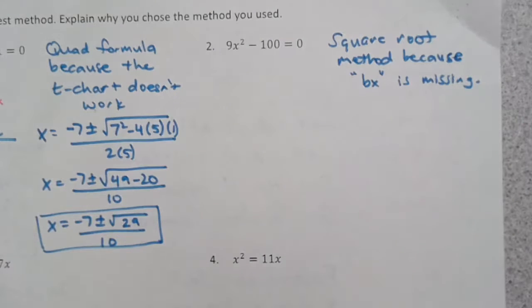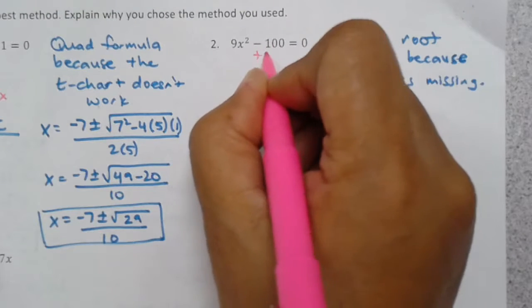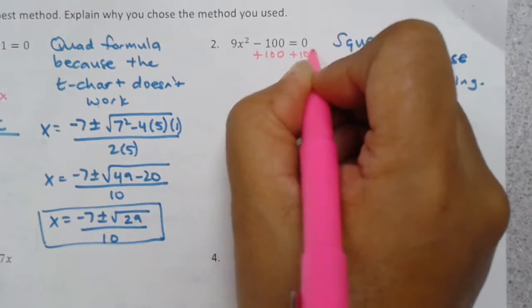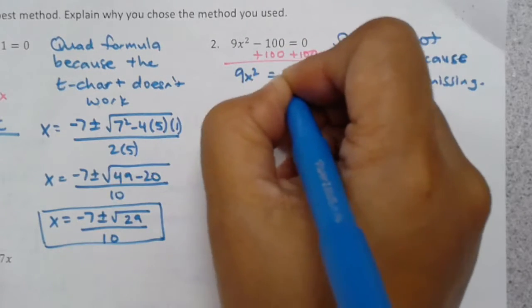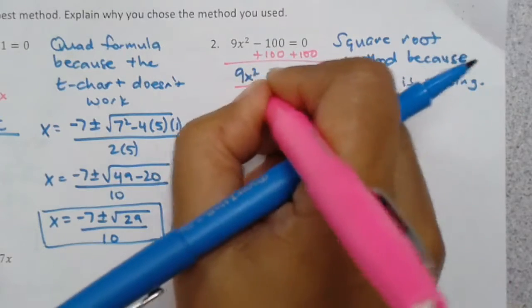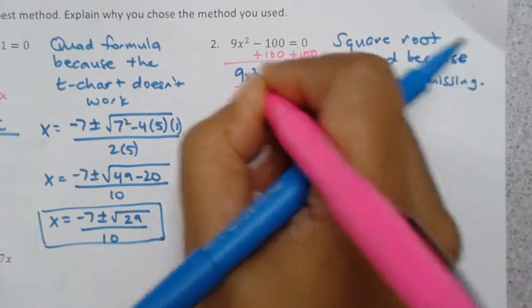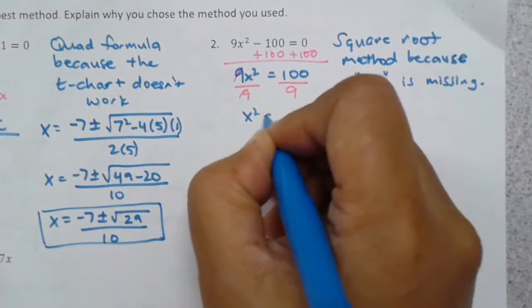All right, so square root method is basically PEMDAS backwards. Get rid of adding and subtracting first. So I'm going to get rid of this by adding 100 to the other side. So we have 9x squared equals 100. Next, get rid of multiplying, dividing. So I'm going to get rid of the 9. And 9 and 100 do not reduce, so I'll leave it just like that.